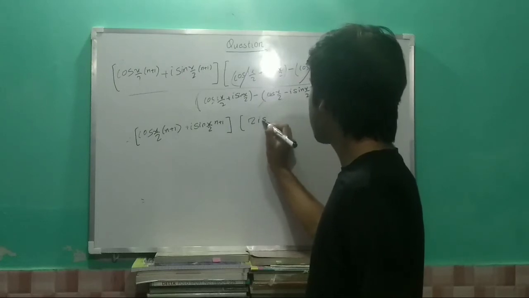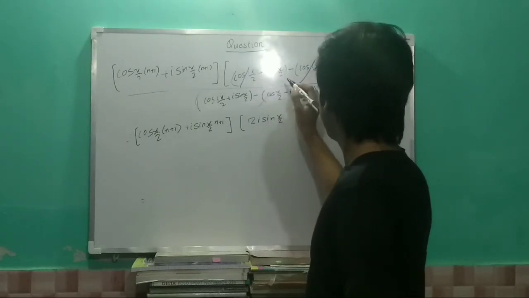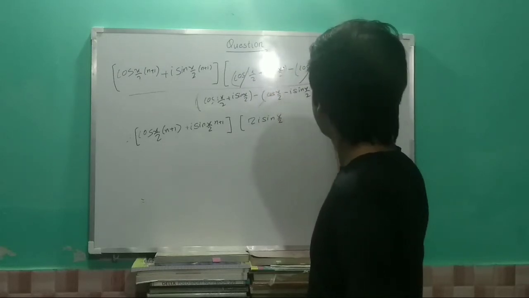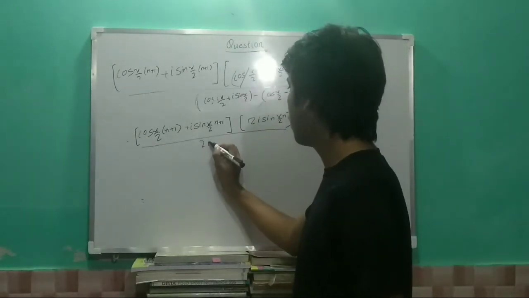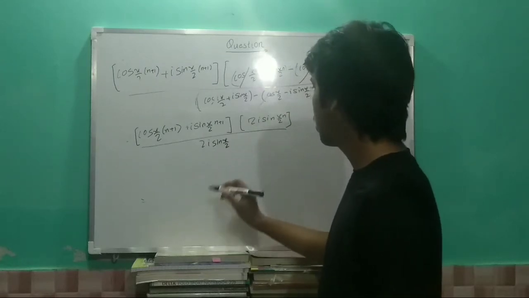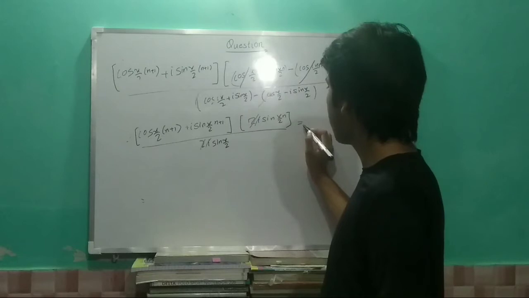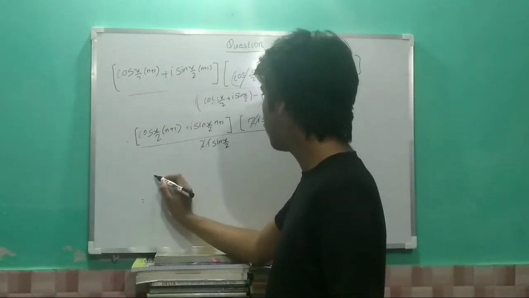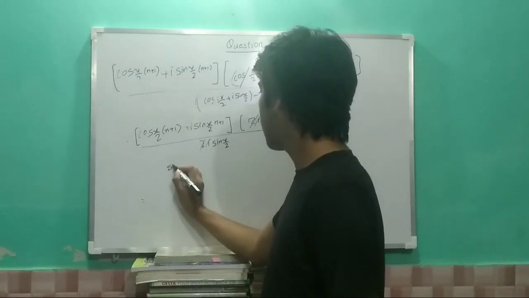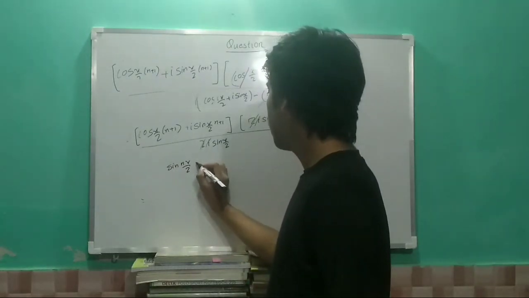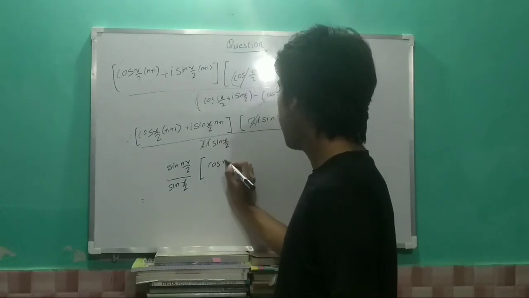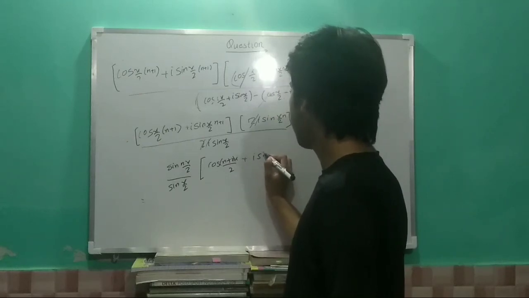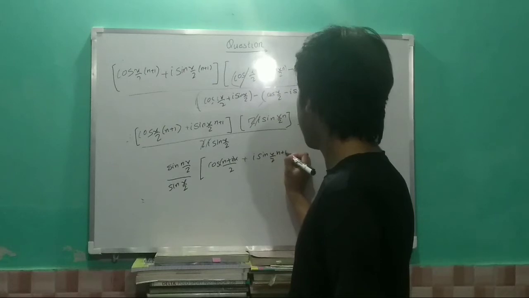Here 2I sin nx by 2, and in the denominator 2I sin x by 2. 2I gets cancelled, and the remaining thing should be written downward: sin nx by 2 over sin x by 2 into cos (n plus 1) x by 2 plus I sin x by 2 (n plus 1).